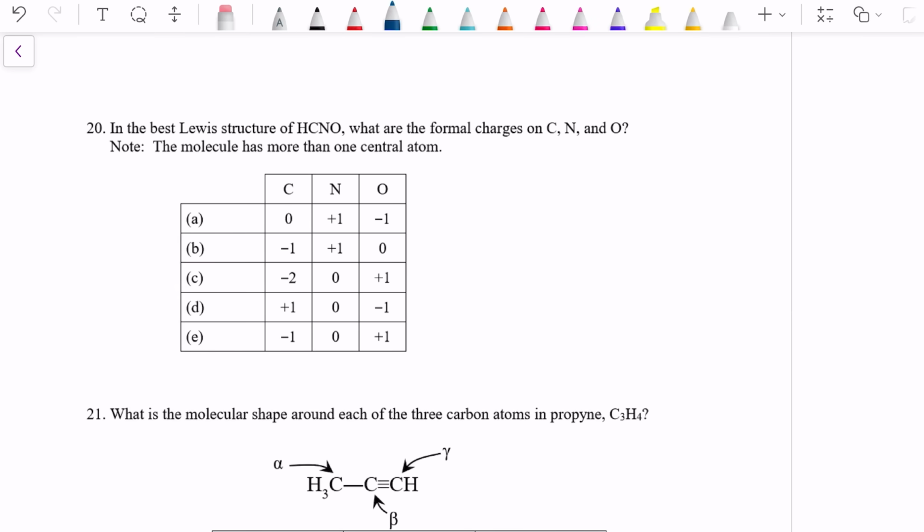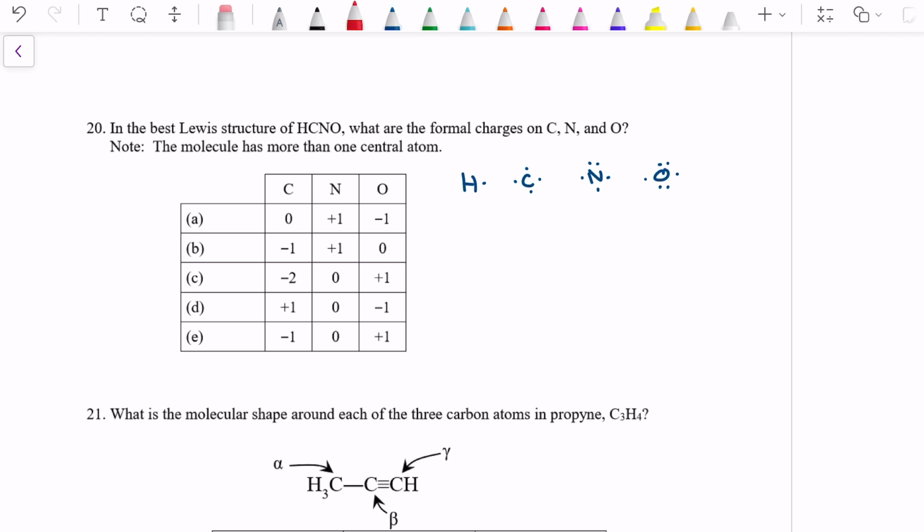20. In the best Lewis structure of HCNO, what are the formal charges on carbon, nitrogen, and oxygen? Note the molecule has more than one central atom. Okay, so we have hydrogen, which has 1 valence electron, carbon, which has 4, nitrogen, which has 5, and oxygen, which has 6.